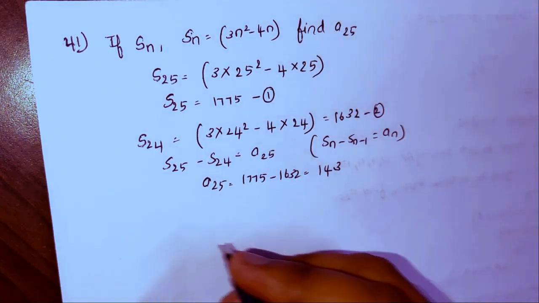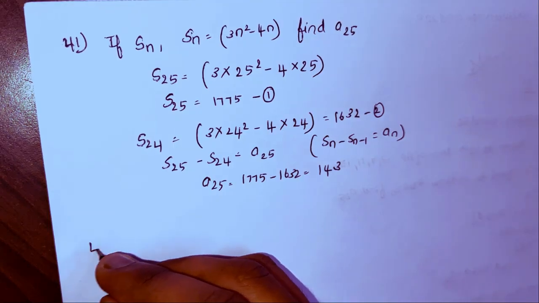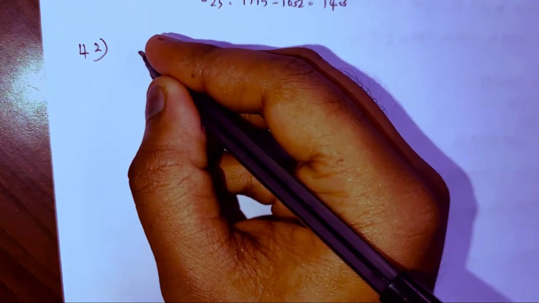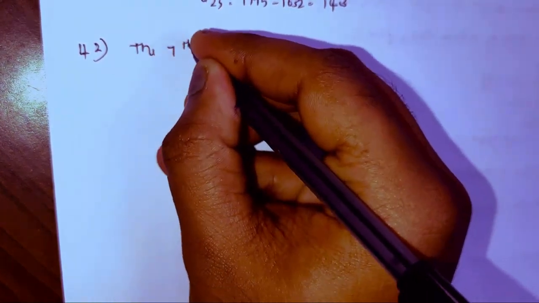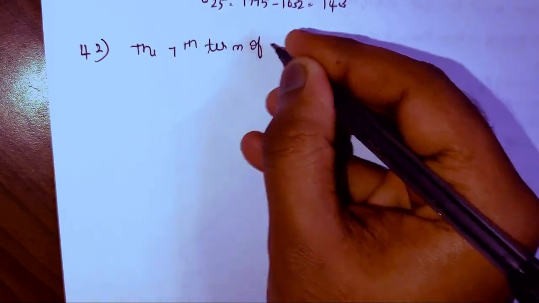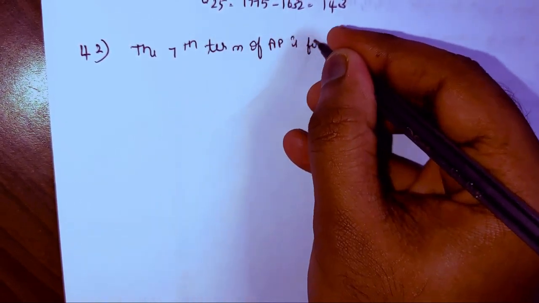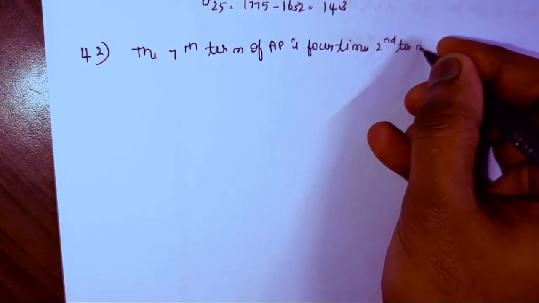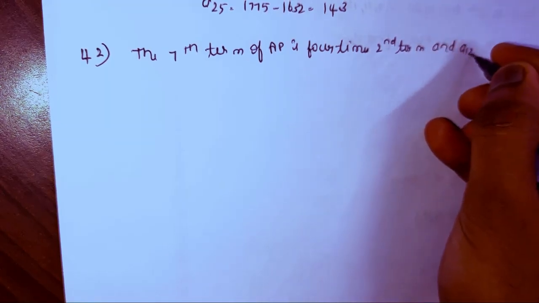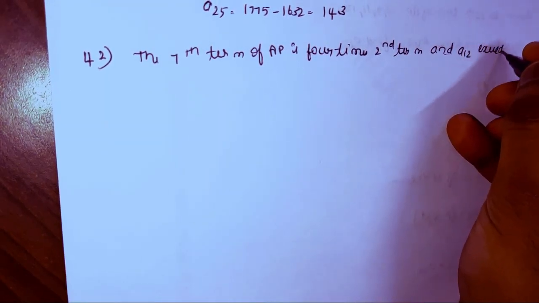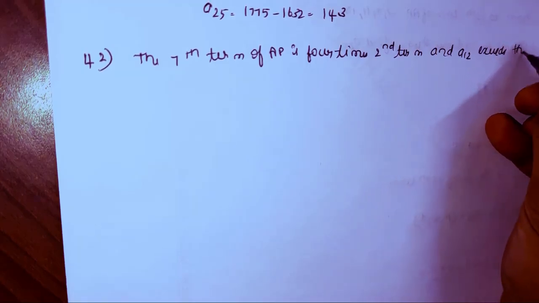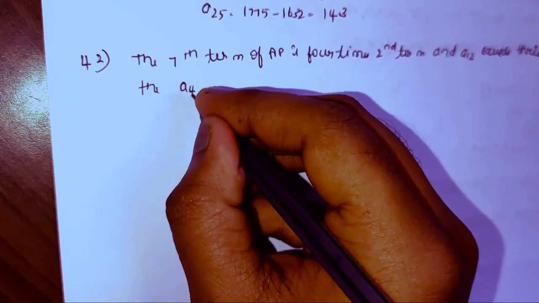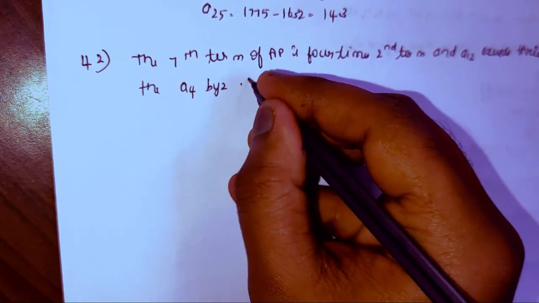Now we'll solve the 4 mark questions. The 42nd question is, the 7th term of AP is 4 times second term and 12th term exceeds thrice the 4th term by 2. Find the progression.